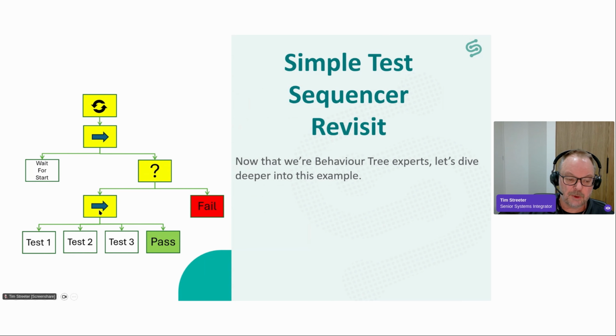But if any one of these fails, this will return back up to the selector. The selector will then step to the next step, which is fail, and not run the pass step. Sometimes selectors are called failovers. It depends how you really want to think of it. Does it fail over the logic, or is it selecting different logic?